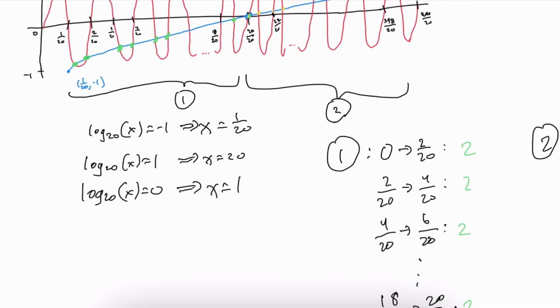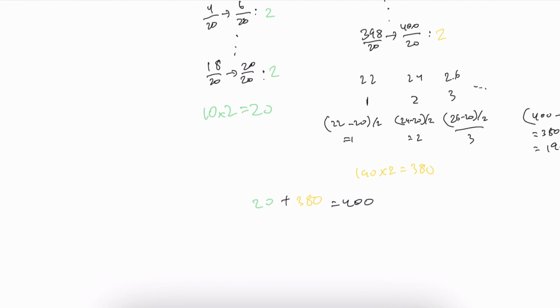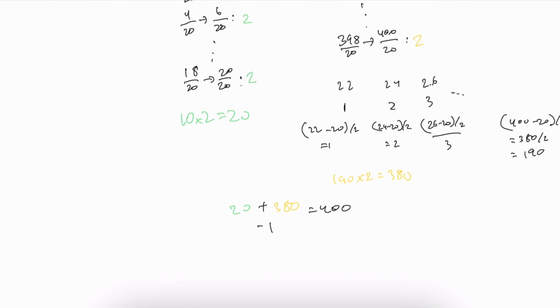So that means we have to subtract 1 from our final answer to get 399 intersection points or solutions. And that's it.